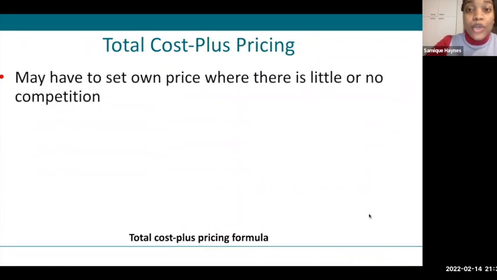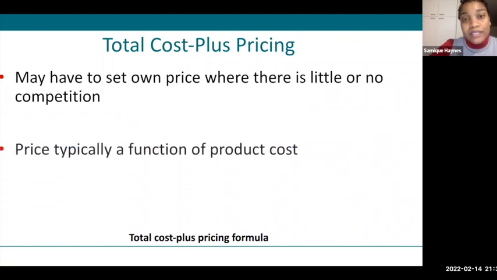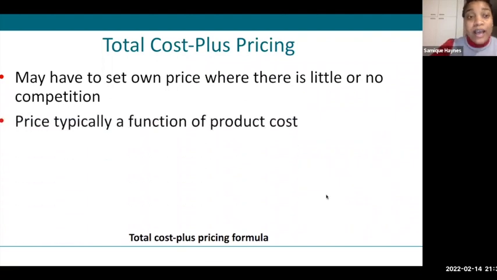Okay, now total cost plus pricing. So what's going to happen is that we have a cost and we have to decide how much we should add to that cost in order to come up with our price. So we have a cost per unit. How much should we add to that cost in order for us to come up with a price? That price obviously is going to help us come up with our desired profit in the end, right?